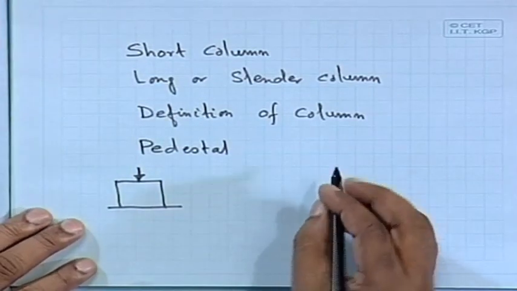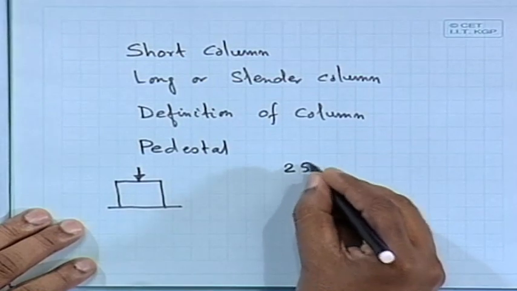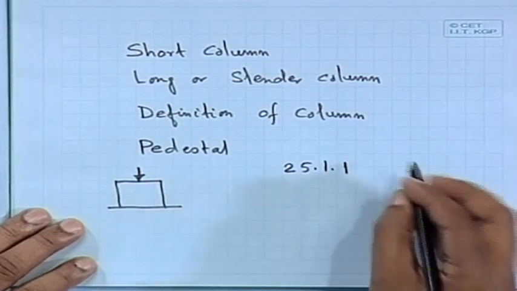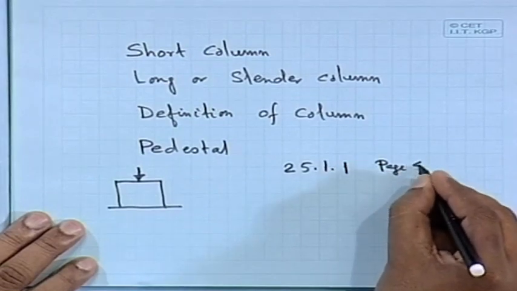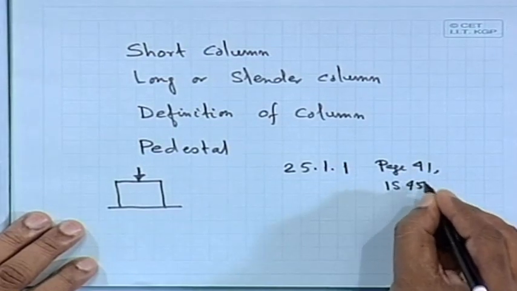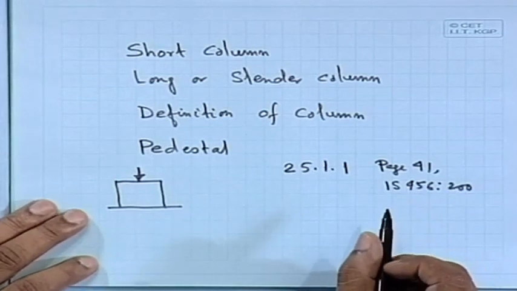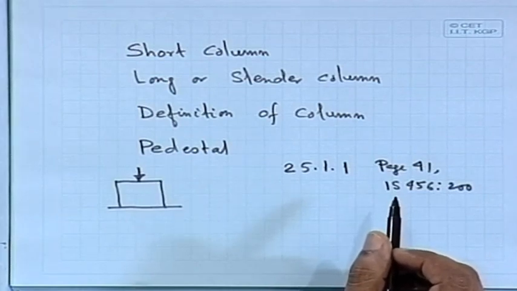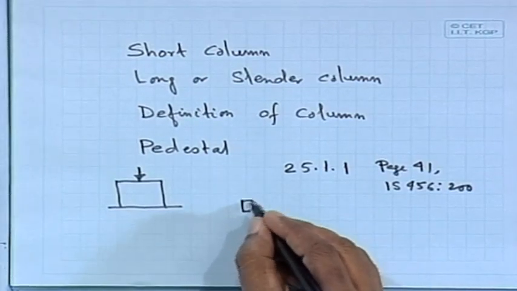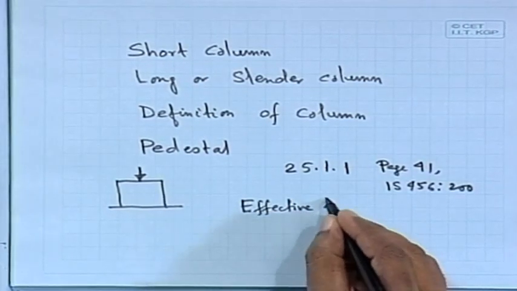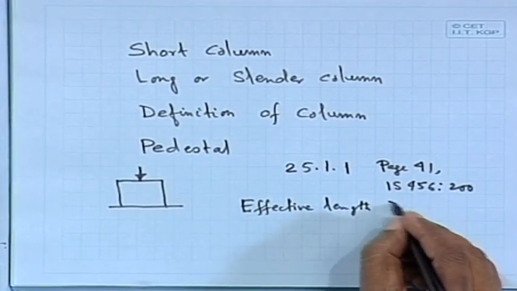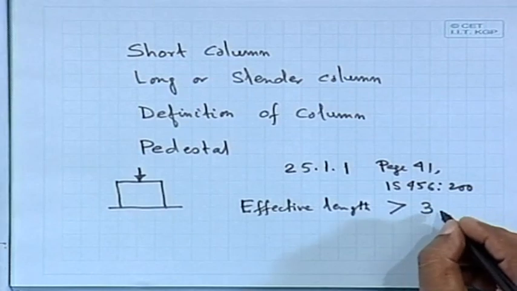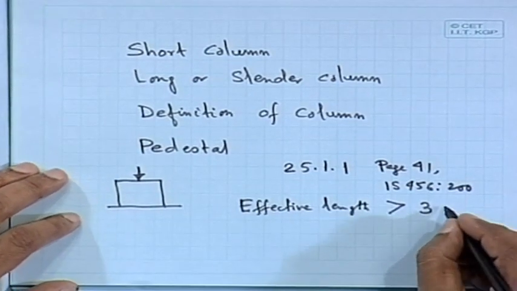Yes. So, we can get this one in clause 25.1.1, page 41, IS 456 2000. Our code says the column or strut is a compression member, the effective length of which exceeds 3 times the least lateral dimension. Effective length greater than 3 times of least lateral dimension. Please note least lateral dimension.